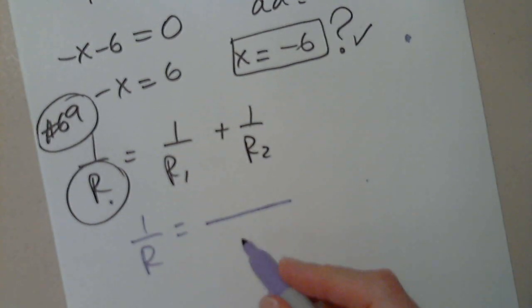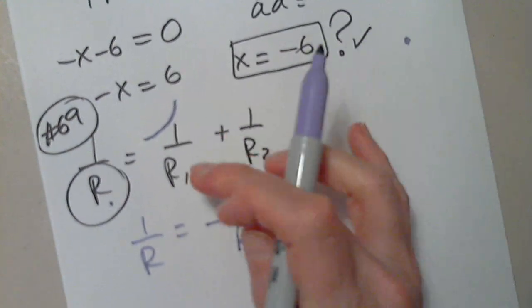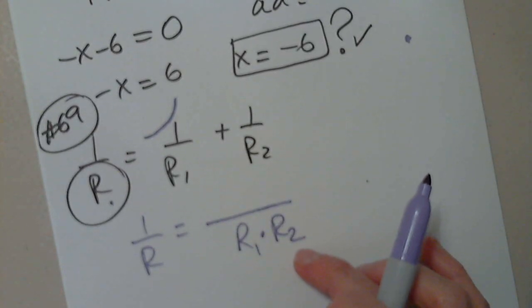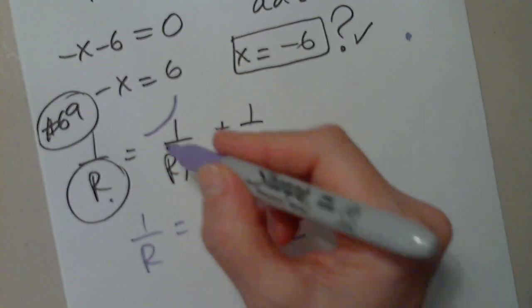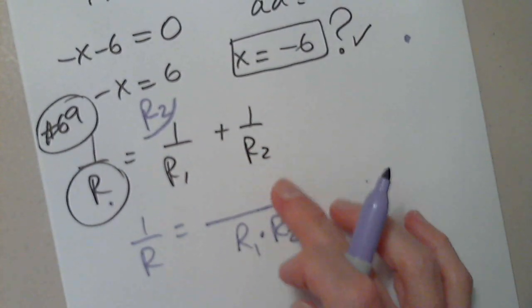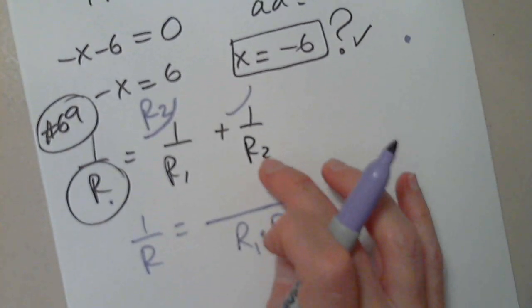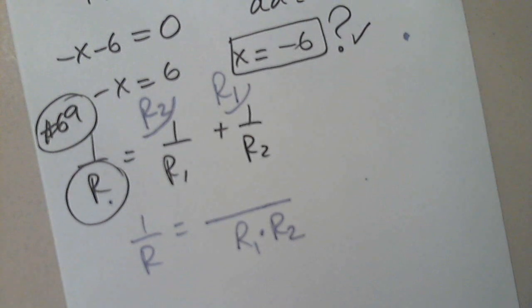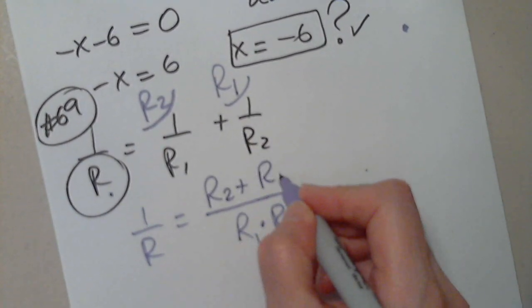Is it R1 times R2? Of course, it must be. Now, R1 was multiplied by R2. Very good. R2 was multiplied by R1, and we have to do the same thing to the top. If we multiply the denominator by R1, I have to multiply the numerator by R1. So now the numerator becomes R2 plus R1.